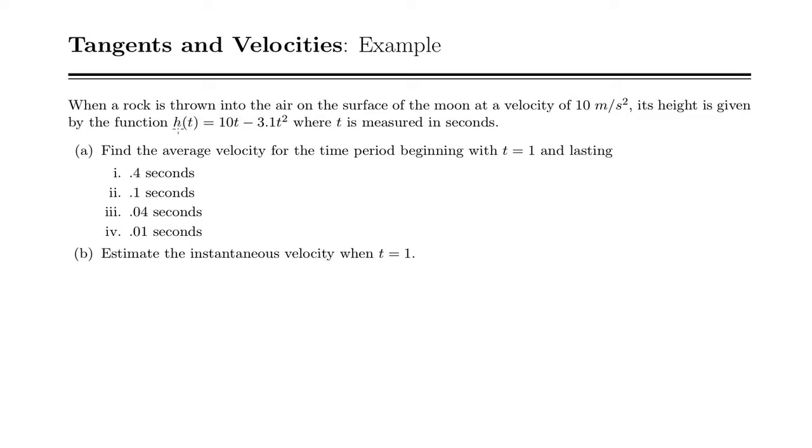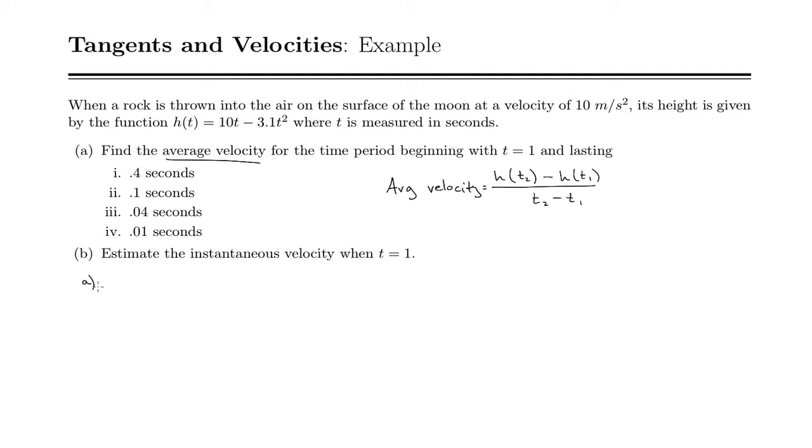We have here a position function for a rock, and we'd like to find average velocity. And so we need to know the formula for average velocity. That's just the change in the position, so h of t2 minus h of t1, divided by the change in time, so t2 minus t1. So this is average velocity.